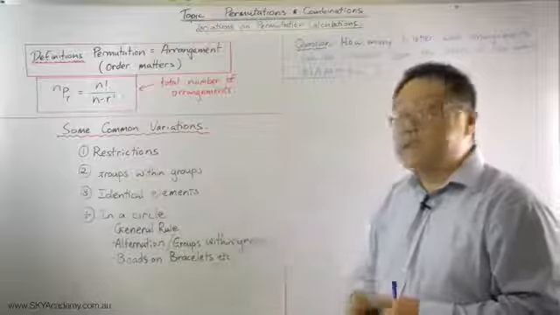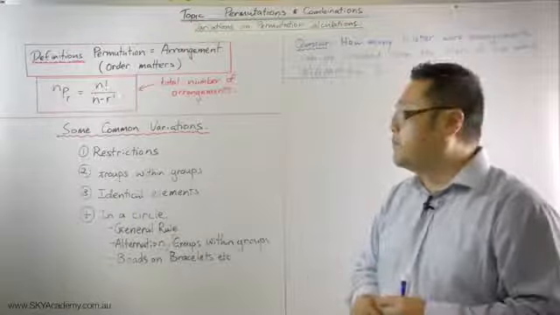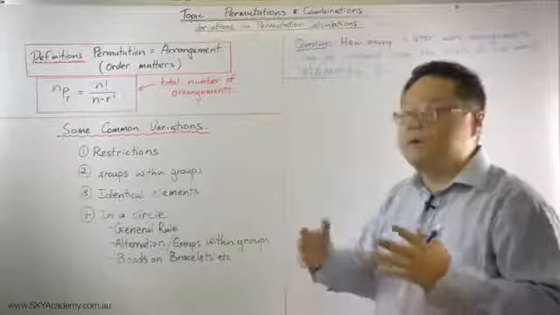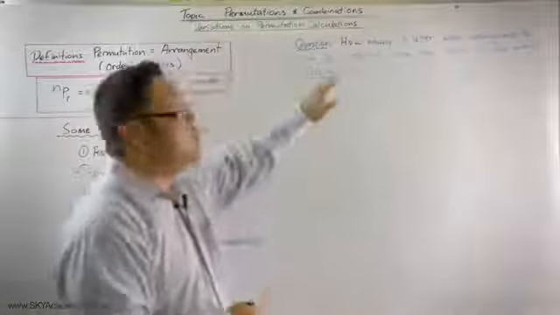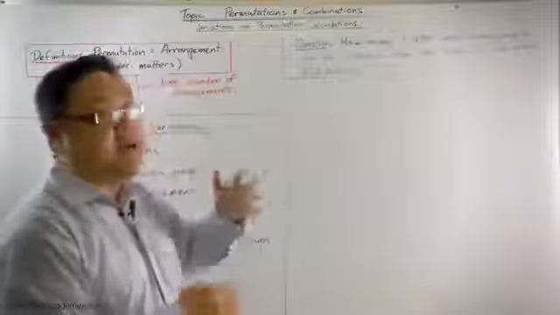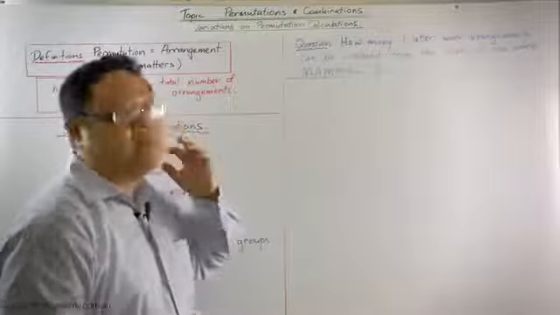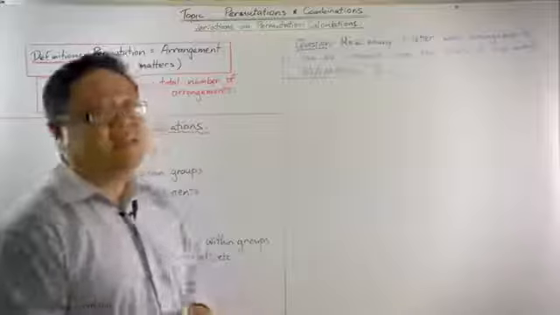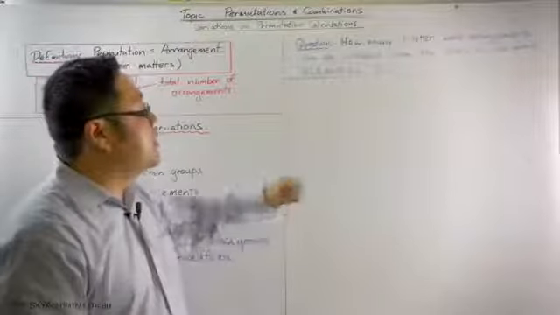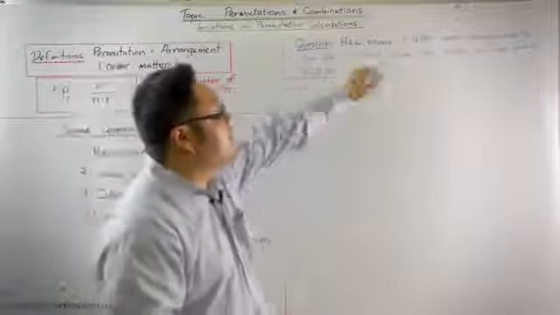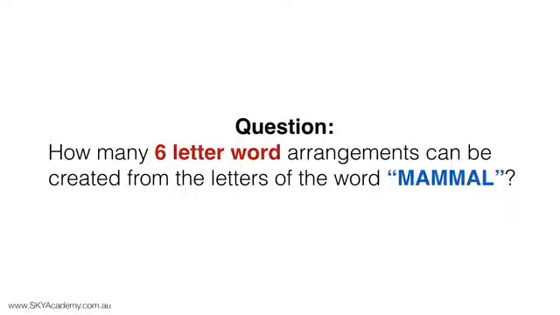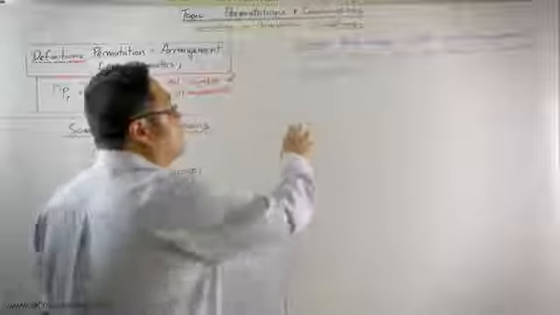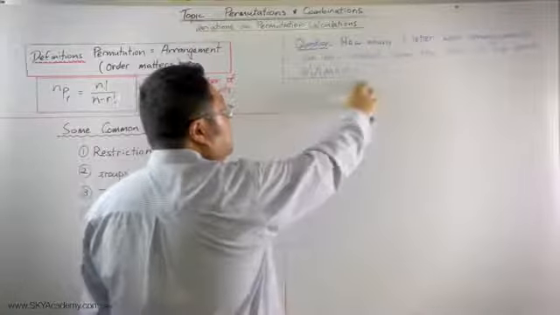Now, there are certain questions that you get, but a really common type of question is the one that I've got over here, which basically outlines what identical elements are and how it causes a little bit of havoc when doing permutation type questions. Here we've got the question: how many 6-letter word arrangements can be created from the letters of the word mammal? See how you've got 6 letters?